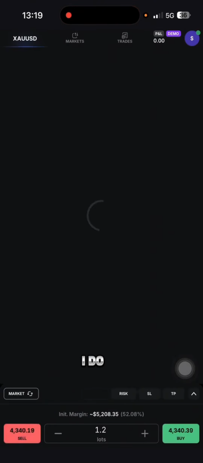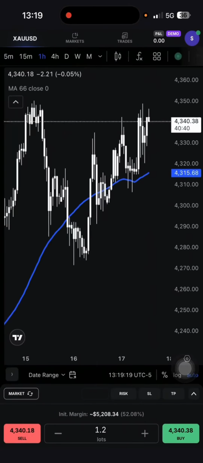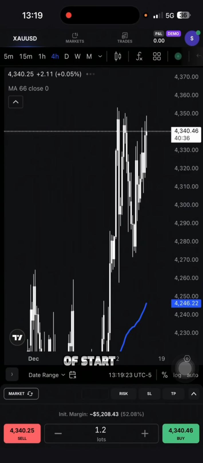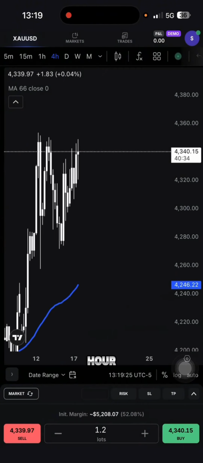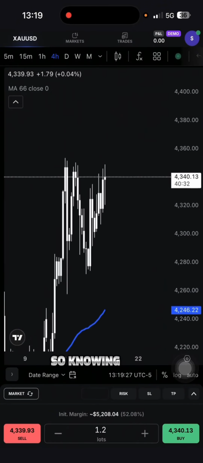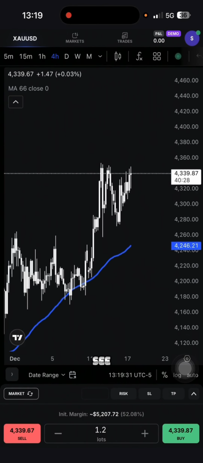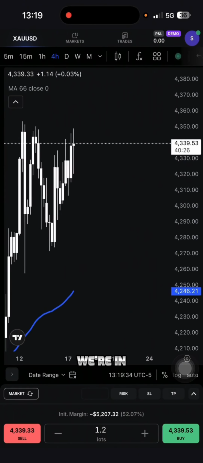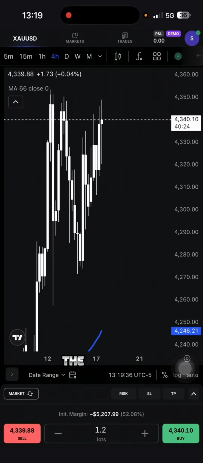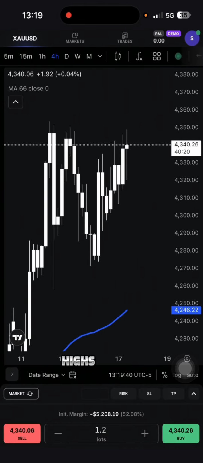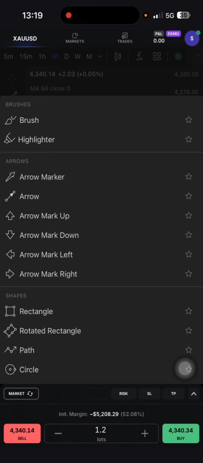Okay, so going to the chart. This is what I do to find my trades. I kind of start off on the 4 hour. So knowing that the market is bullish, as you can see, we're in the uptrend. So I look for my 4 hour highs and my 4 hour lows.